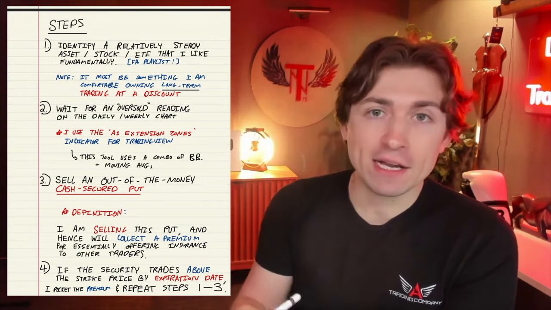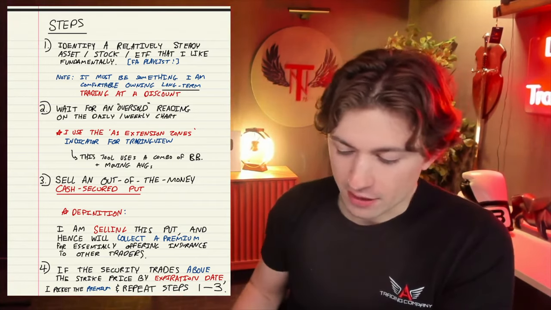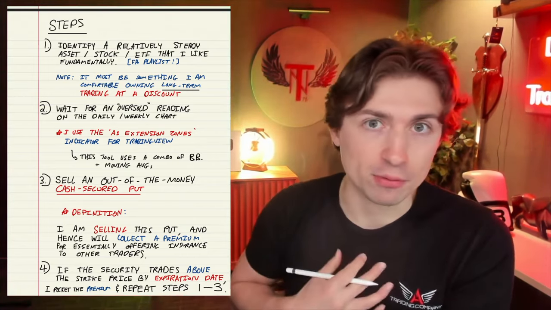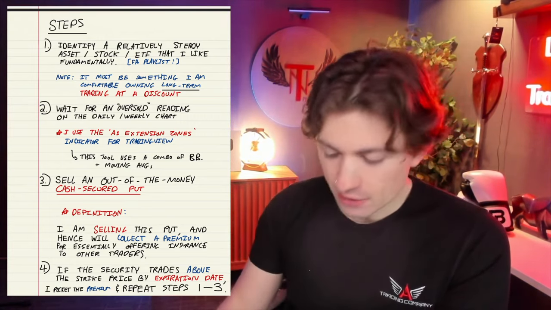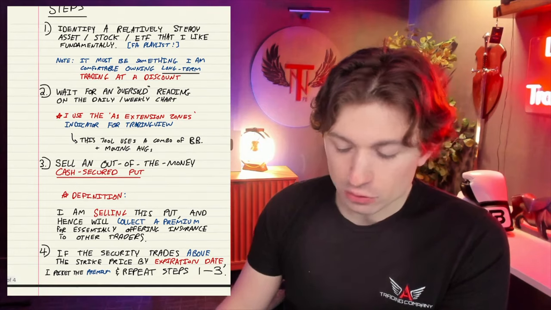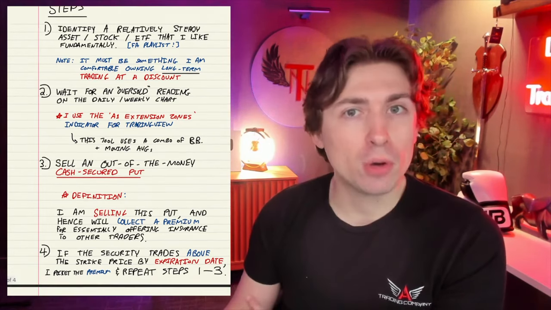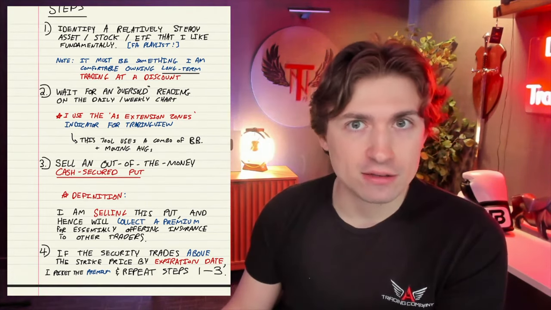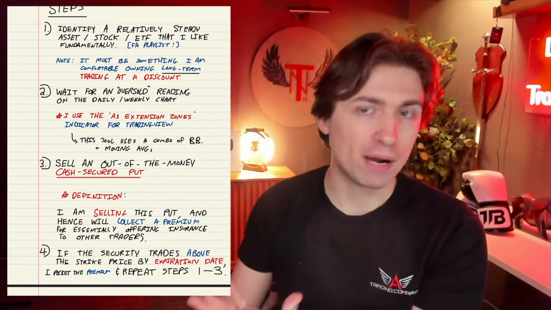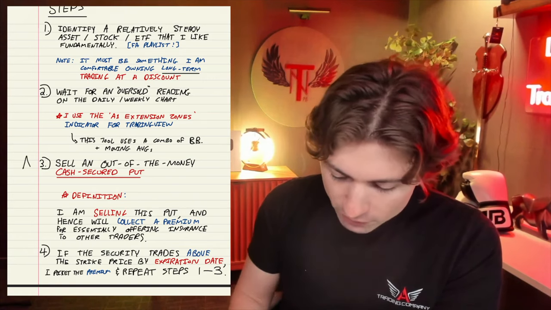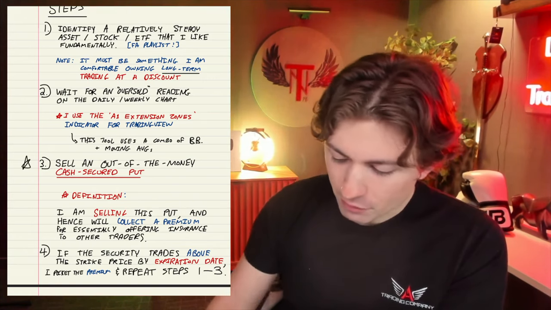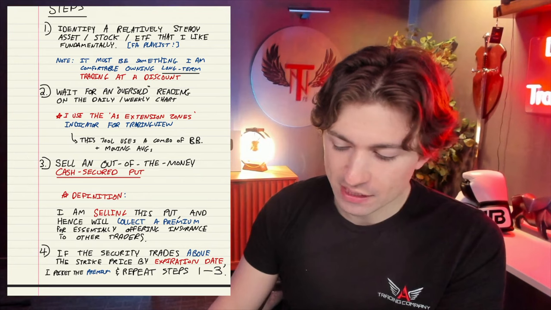So once we've found an oversold reading on the daily chart or weekly chart, which is where I personally will trade this sort of strategy, this is where things start to get interesting. I am going to start looking to sell a put on that security. So if I really like it, I like the story and I don't mind owning it, that's where we get to step number 3, which involves selling an out of the money cash secured put. What is a cash secured put?